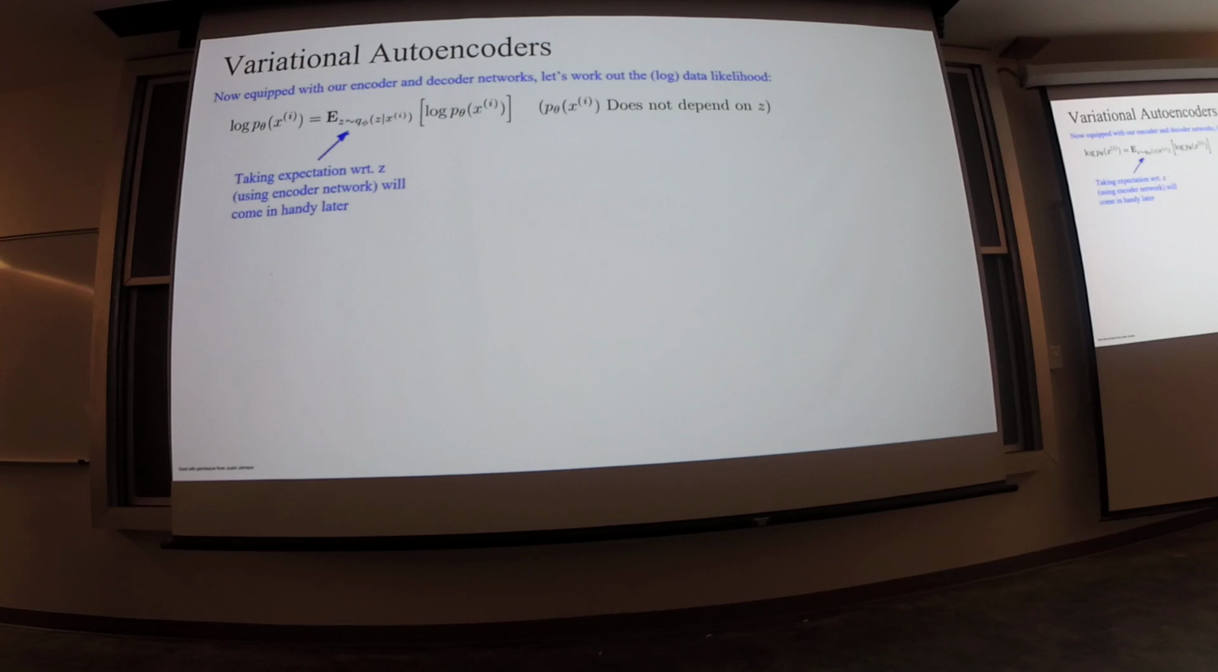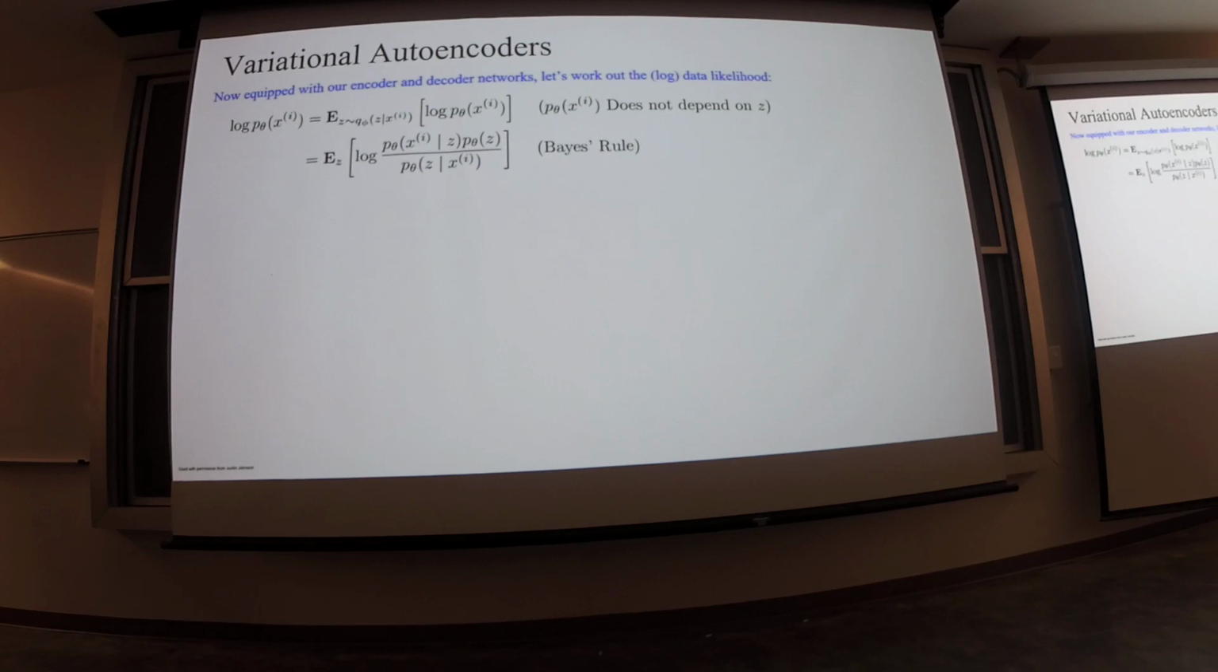So we can see that the expectation is with respect to z, but we can also see that the probability distribution of xi is not actually dependent on z, right? So if we use Bayes' rule, we reach this, where we have the expectation over z of log of p theta of xi given z times p theta of z, which is our Gaussian distribution, our prior, over p theta of z given xi. It's just Bayes' rule. You just have to rearrange the terms in it.